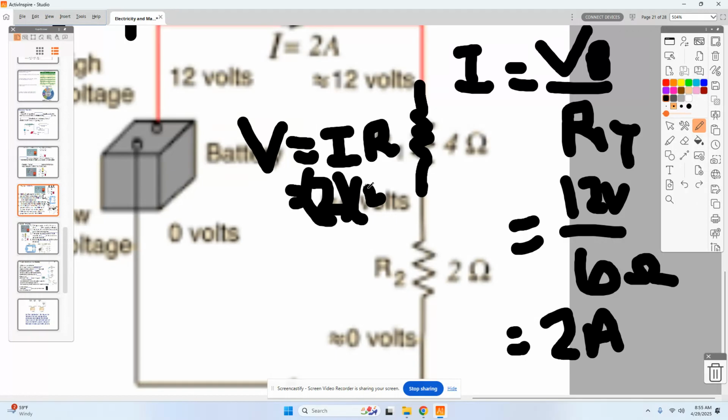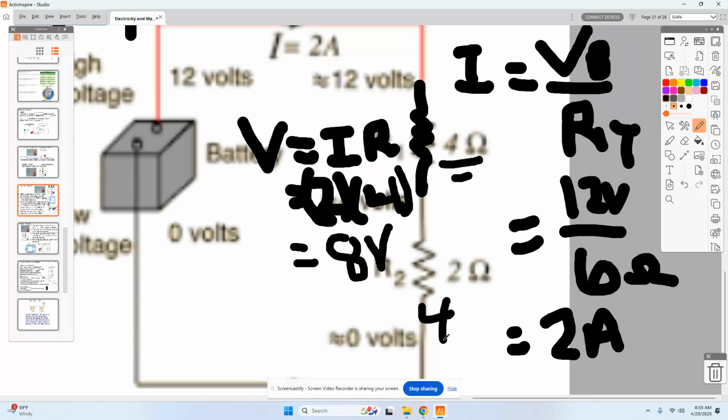Let's try that with a smaller pen. 2 times 4 is 8. We would see that 8 volts would be dropped across that first resistor, and then the other one would get 4 volts. So they would have a different voltage drop depending on how much the resistance is. Again, if we had different resistance values, you would see the voltage drop would be in proportion to the resistance.